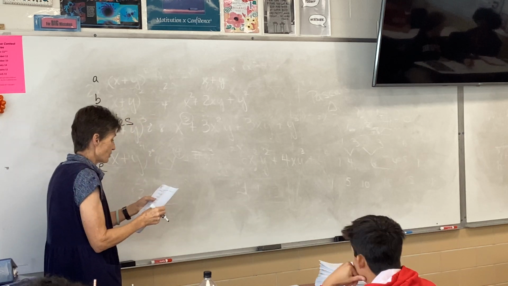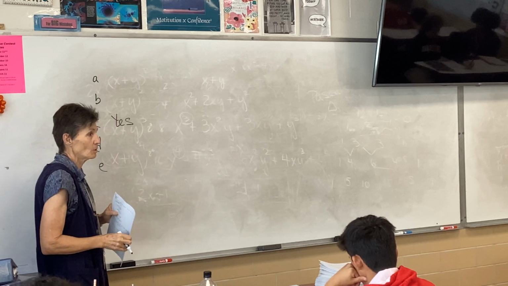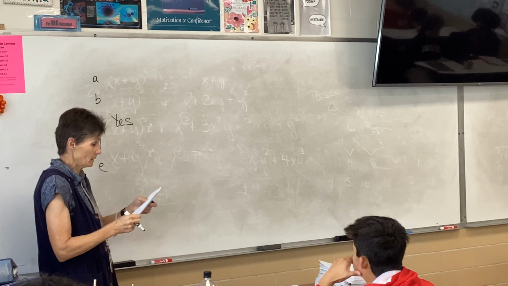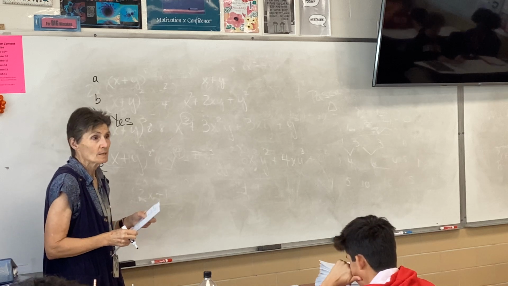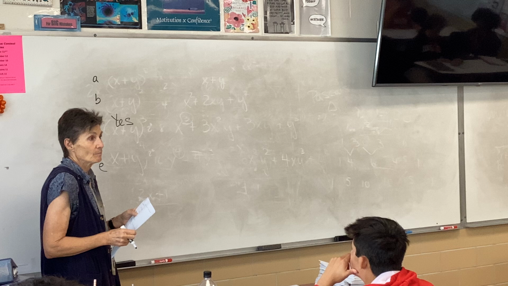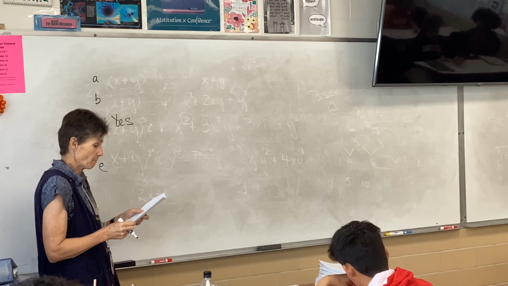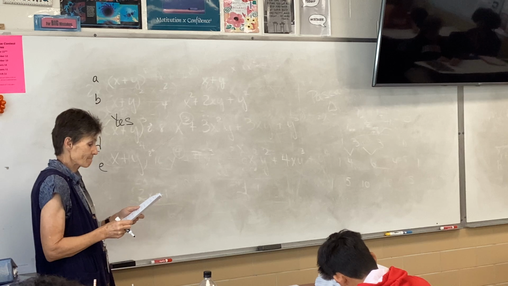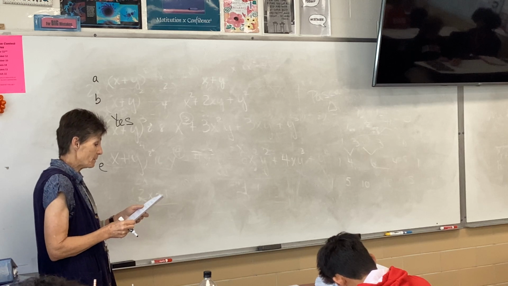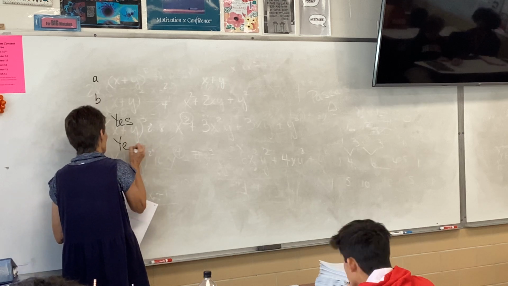So what am I supposed to do? Is it a polynomial? If not, why not? It is. That is a polynomial. It is actually a linear polynomial, because if we graphed it, it would be a line. Okay? Anybody have any other thoughts on these? D is a quadratic polynomial.